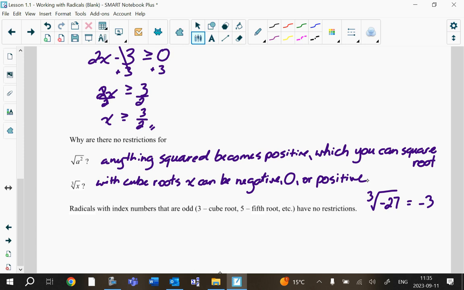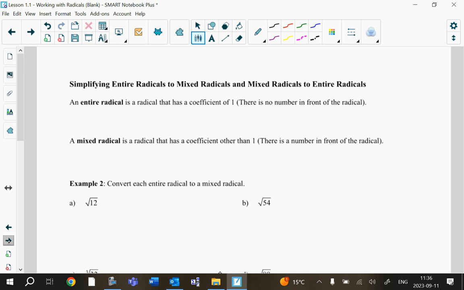Now we're going to start dealing with them. And it's kind of like when you first learn fractions. One of the first things you learn how to do with fractions is reduce them. Then you learn how to add, and then subtract, and then multiply, and then divide. We're going to do the exact same thing with radicals. We're going to learn how to, we don't call it reduce, we call it simplify. And then we're going to learn how to add, subtract, multiply, and divide.